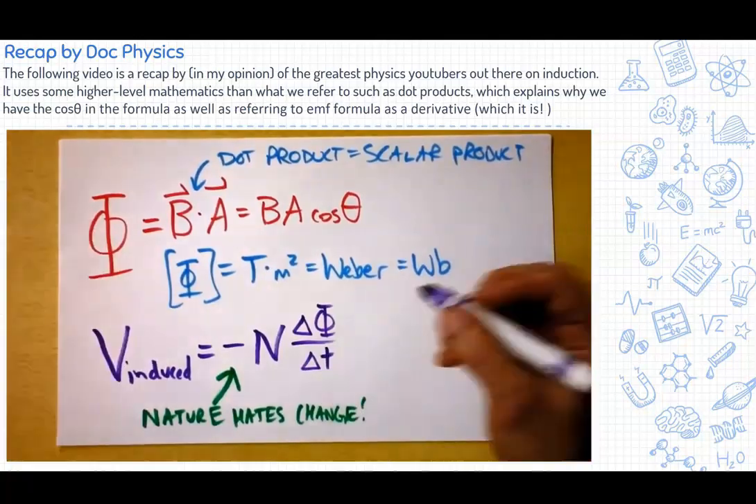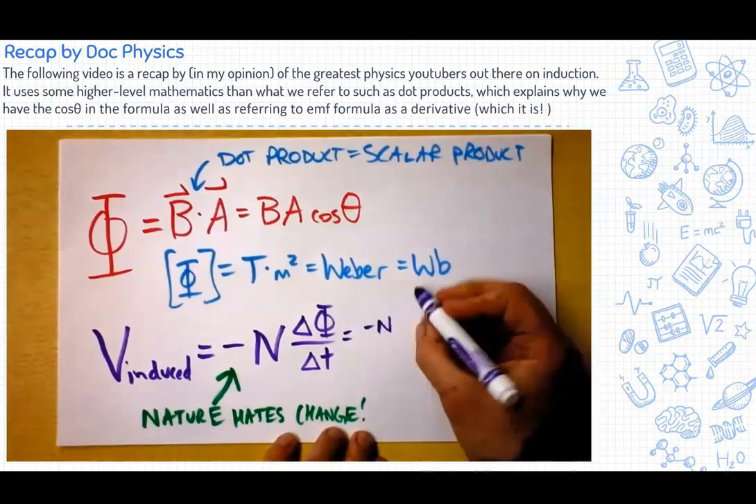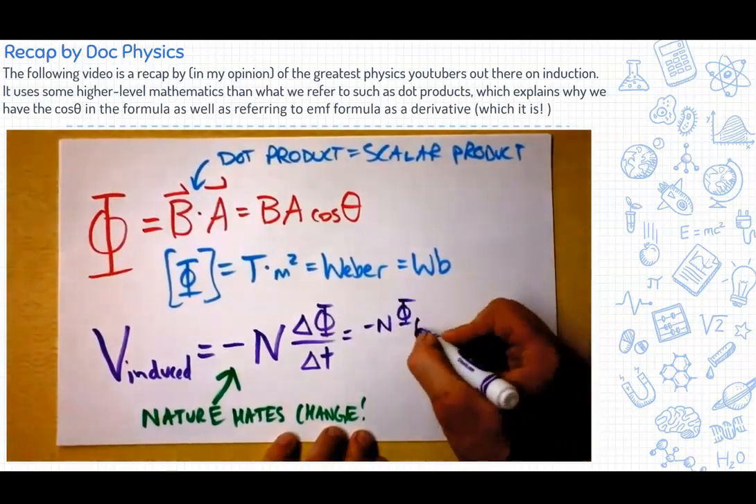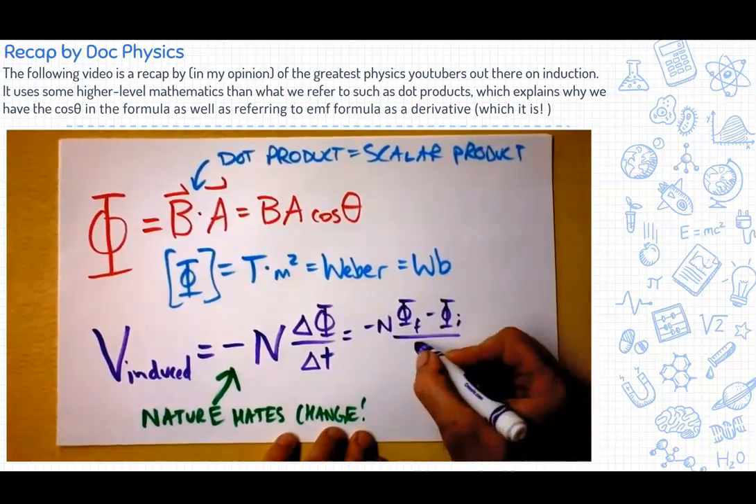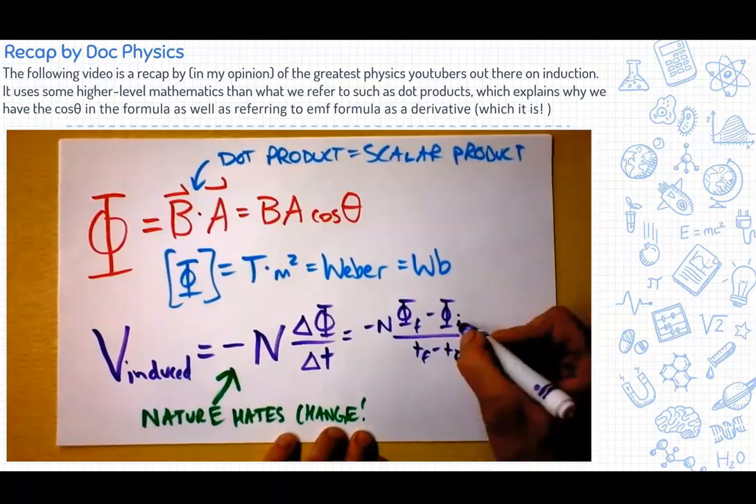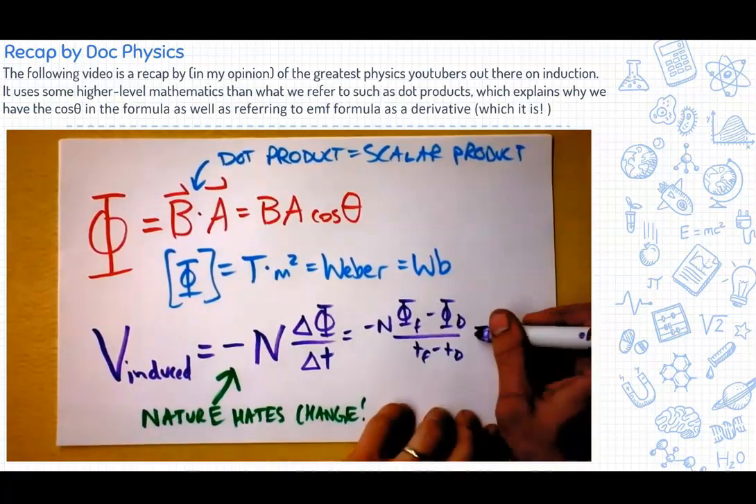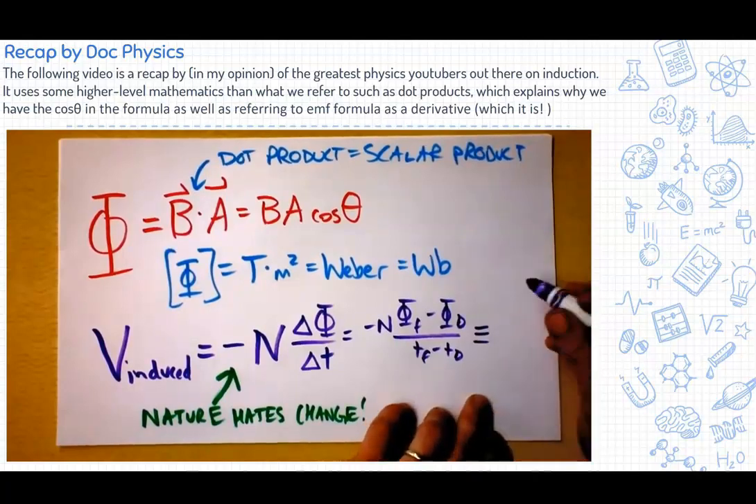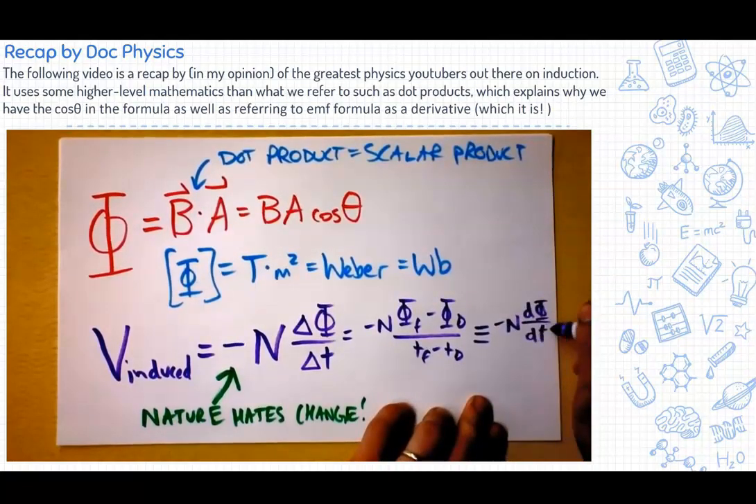And let's quit screwing around. I mean, you could go all formal on this. You could say negative N times flux final minus flux initial divided by t final minus t initial. Sorry, we're using noughts in this. You could do that, but let's be honest and just say that we're actually talking about the derivative. It will actually be negative N times d phi dt.